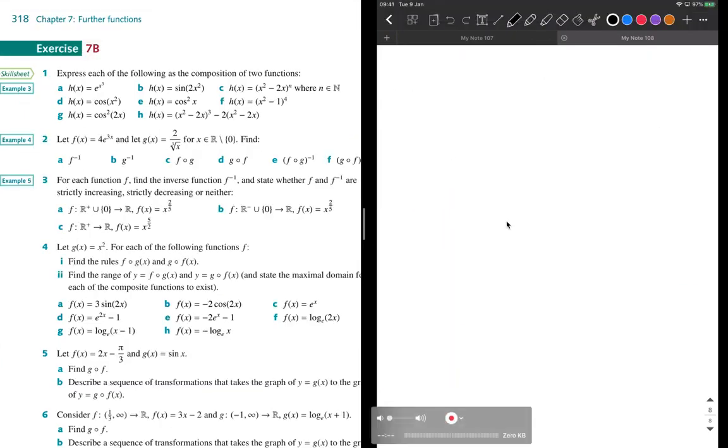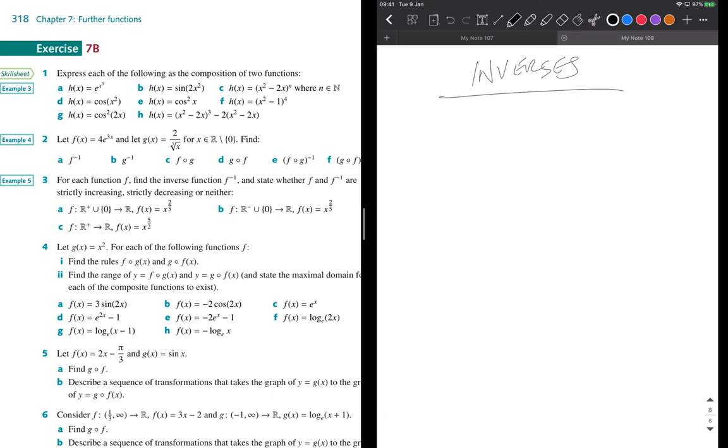So now with inverse functions. Inverses is probably something you've done plenty of times before, so I'll just recap it. We know with inverses what we're doing is swapping x and y and then rearranging to get y by itself, as the subject. So we get y equals. For inverses, we write a little -1, so f -1 of x means the inverse of f, and g -1 of x means the inverse of g.